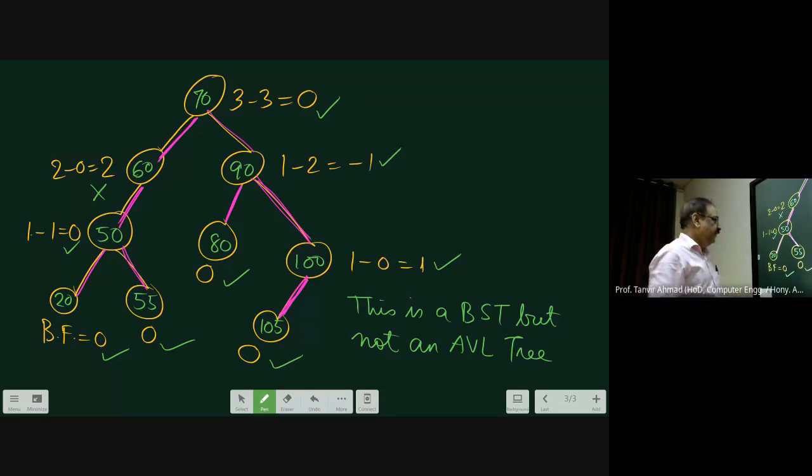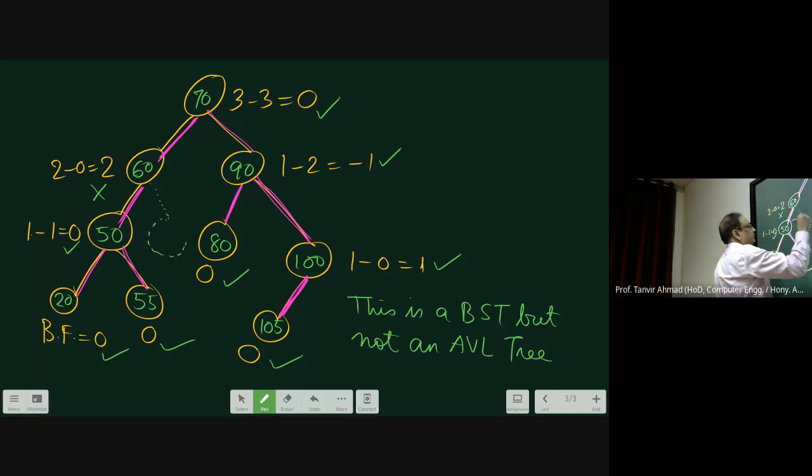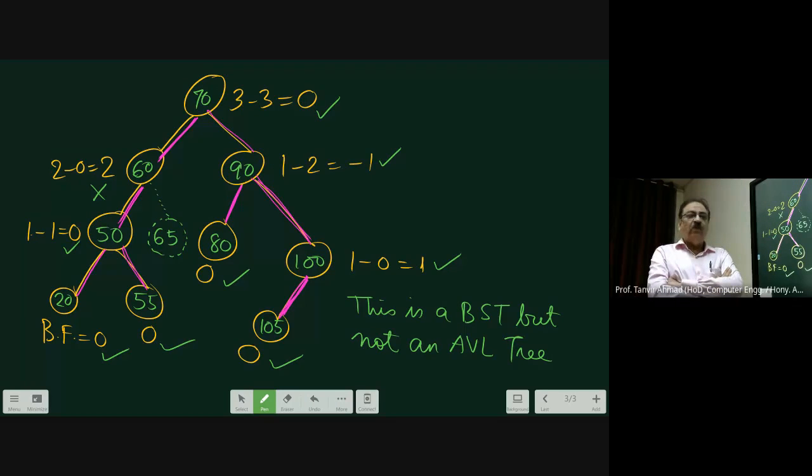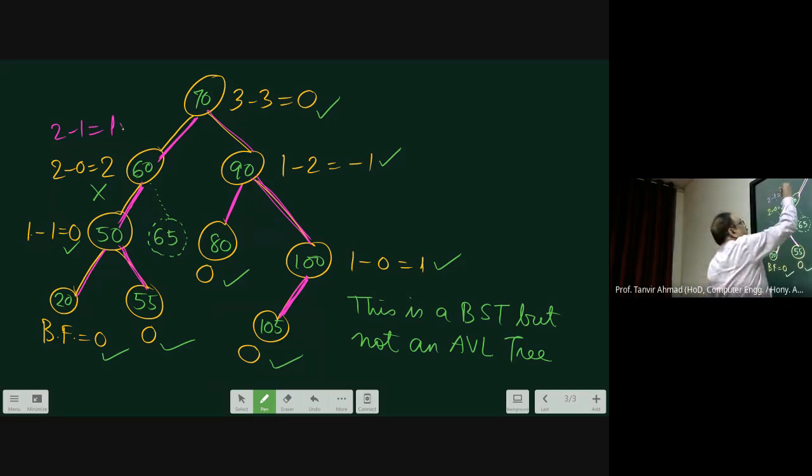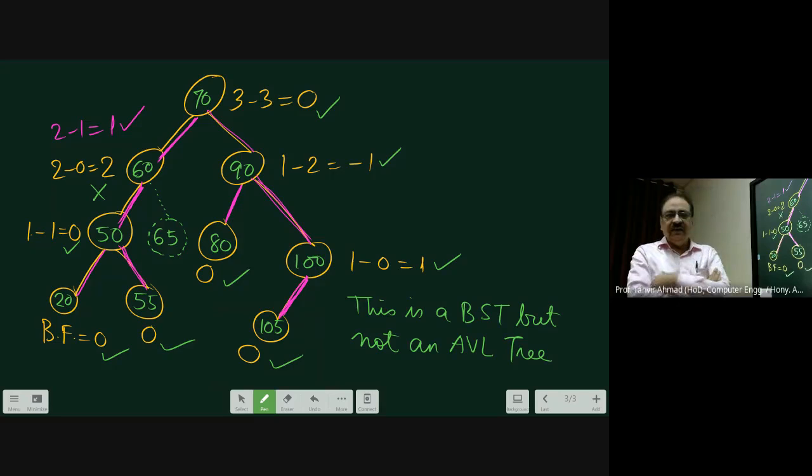Now, if this would have been like this, now calculate the balance factor of this node. It is 2 minus 1. Now the modified one will be 2 minus 1, because the height of the left is 2 and the height of the right is 1. And now this is okay, and now you can say that this is an AVL tree.